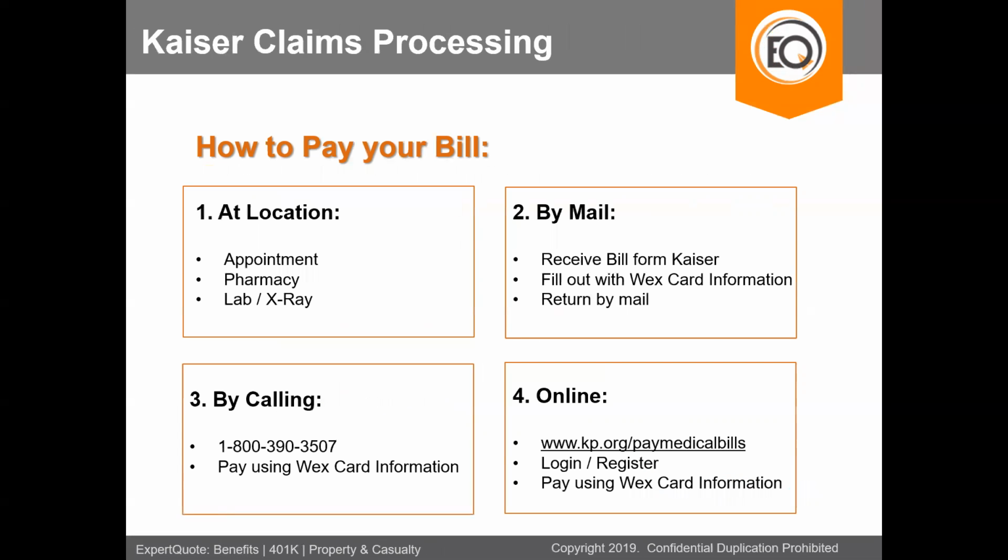Claims processing for Kaiser. So how you're going to pay your Kaiser bill. You're going to go to your doctor's office. You're going to show them your Kaiser card first. They're going to swipe it, and then they're going to ask for payment. So you will hand over your WEX card at that time, and you'll make your payment.